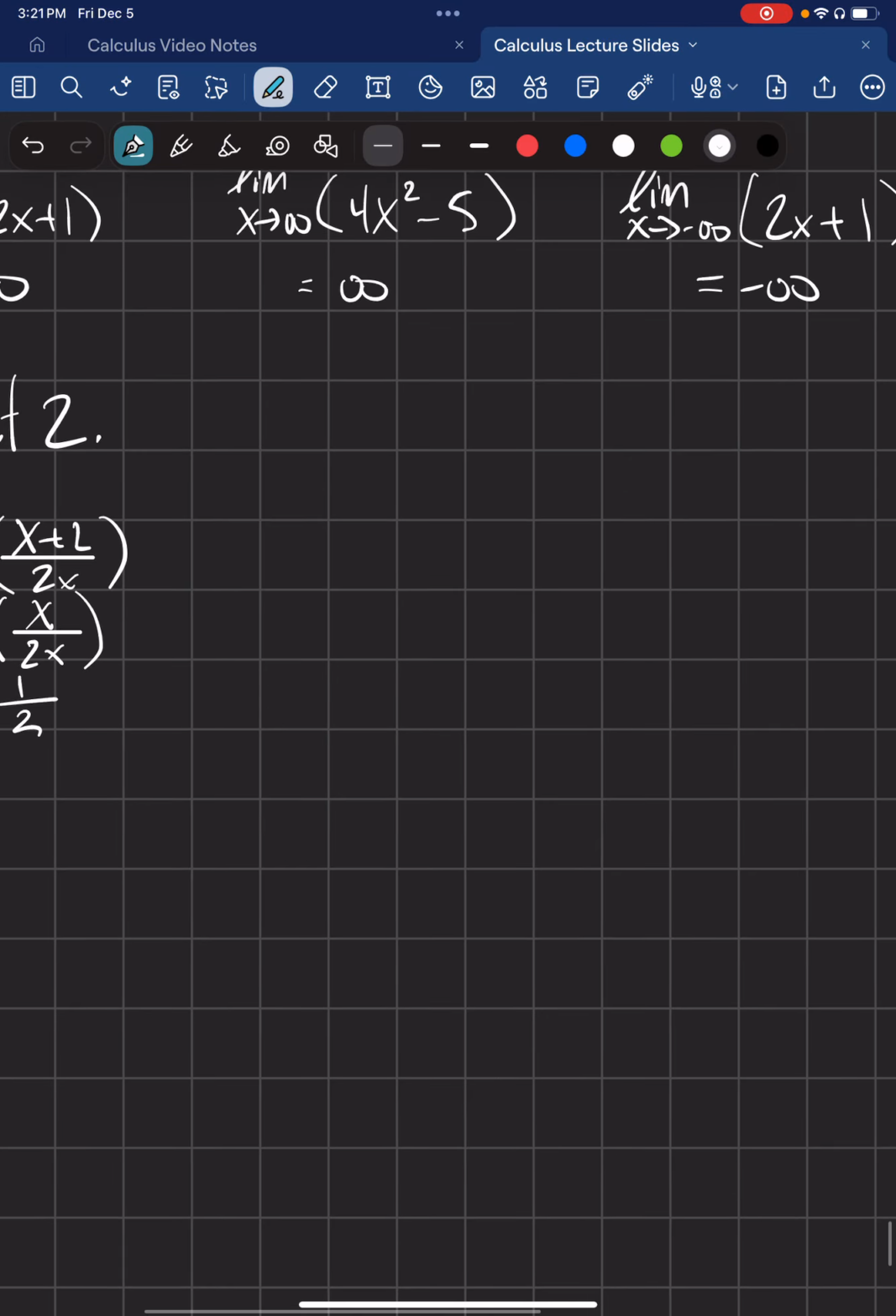If we do another problem, say we do the exact same problem, the limit as x approaches this, but let's make it negative infinity. Let's do the exact same problem and see if there's a difference.